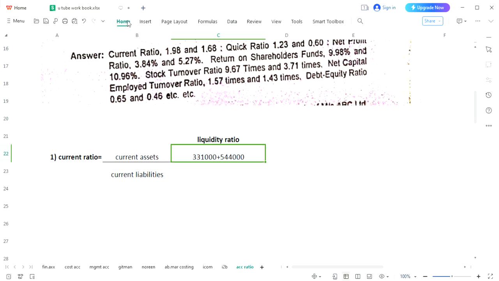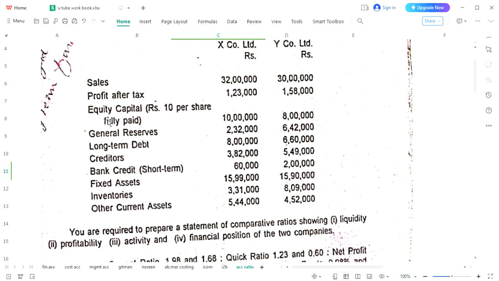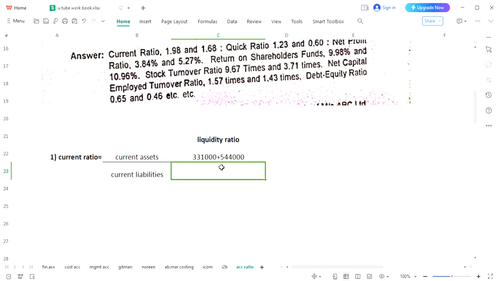Now we are open to write current liabilities. For that, let's get back to the question. Liabilities are starting from here. Capital is not a current liability. General reserve is not a current liability. You can see it is long term. Current liabilities are for the short term. Now creditors and short term credit or loan, these are two current liabilities, 382 and 60. So let's put it down, 382 and 60. So we have got all the elements present here for current assets and current liabilities.